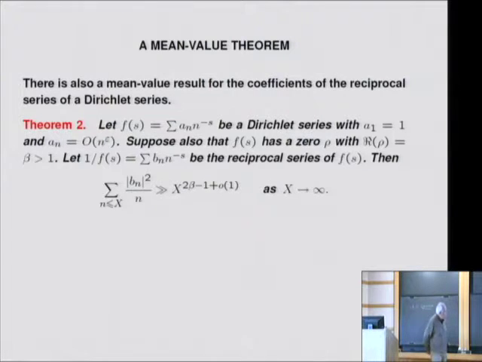Now, here is a little mean value theorem. What about the mean value of the coefficients? So this is theorem 2. Suppose, again, just normalizing, a_n is n to the epsilon, and suppose f has a zero rho with real part beta greater than 1. Then 1 over f, I know, has large coefficients, n to the beta. And what can you say about the sum of b_n squared? Well, you can say something if you divide by n. Then it's at least x to the 2 beta minus 1.